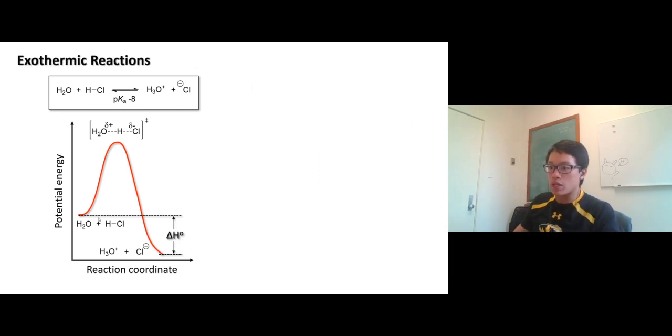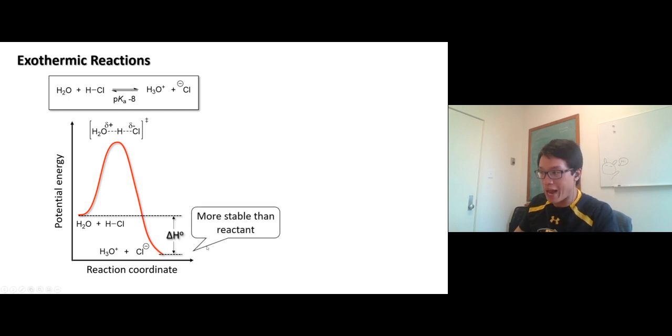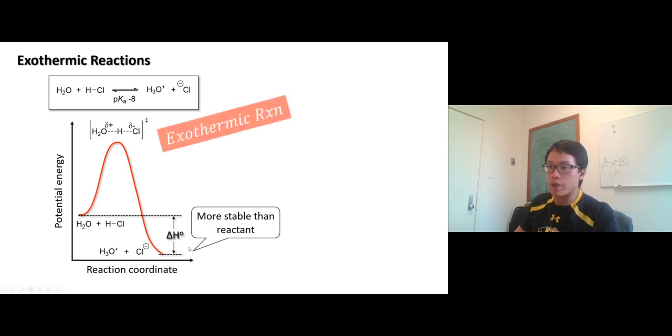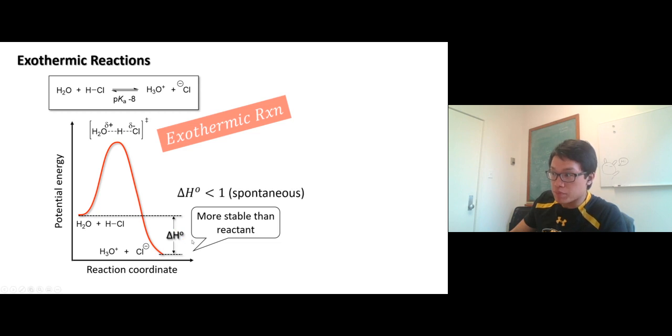So the left side right here, the energy of the reactant is higher than the product. So we call it an exothermic reaction. The product is more stable than the reactant. In this case, the enthalpy, which is the energy of this reaction, is less than 1. When it is less than 1, it's spontaneous, and we love that.